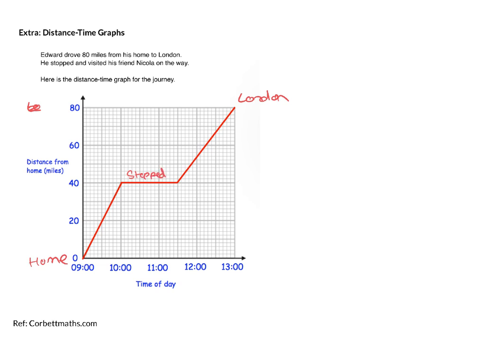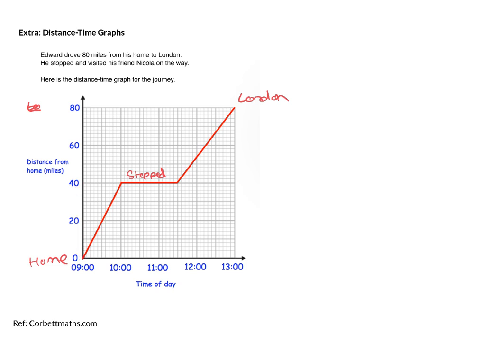And we can look at the graph in many different ways. We could say how long did it take him to get to his friend's house? Well, he started at 9, he got there at 10, so the time was 1 hour. We could say how long did he stop at his friend's house? Well, he went from 10 o'clock to 11:30, so that's 1.5 hours. How far does his friend live from his home? Well, his friend's house is here, so that's 40 miles from home.